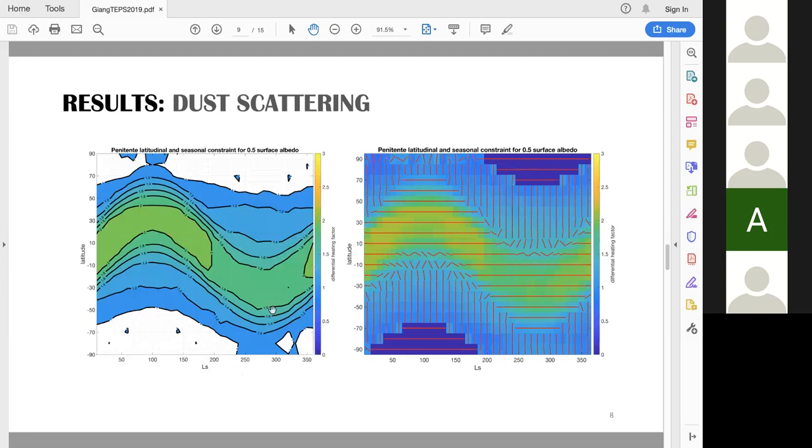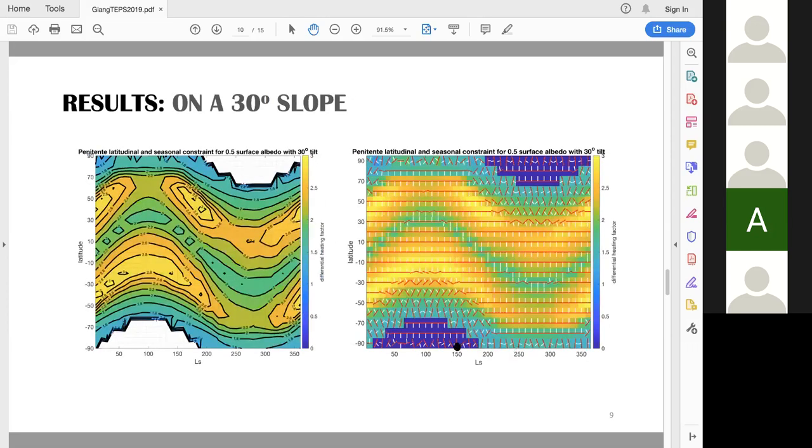You can see that because of dust scattering, you can actually get penitente formation all the way up to the poles, more so in the South Pole than in the North. If you look at the plot on the right here, this shows the preferred orientation again. When you're underneath the sun, the preferred orientation is pretty much east-west. But at the polar regions, you can see that they orient north-south.